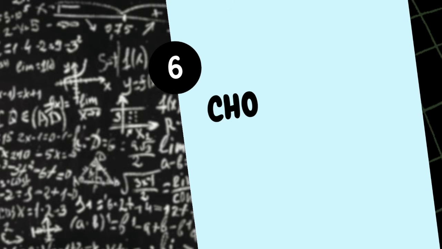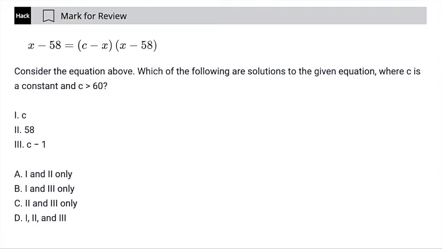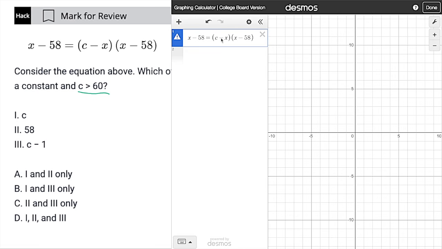My next hack for you guys is to choose your own numbers. There are certain questions on the SAT that will give you some sort of a parameter that you can follow. For example, c is greater than 60. So here we've got this thing. There are other ways we can go about it, but I want to use Desmos because I'm lazy, right? So I jump into Desmos and then I'm like, all right, the issue is I don't know what c is, and I could take c and say that it equals something, but it's asking me what is true. So what the heck do I do here?